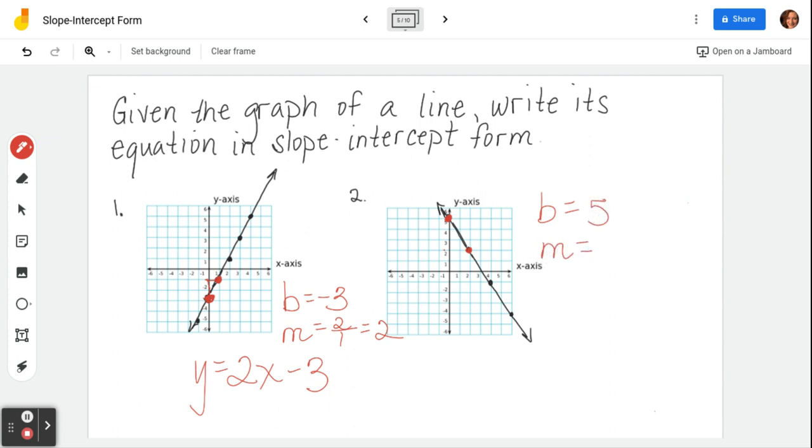My slope, this time my line is falling from the left to the right, so I know it's going to be a negative slope. To get from one point to the next, I have to go down 1, 2, 3, and then I have to go over 2. My slope is -3/2. So my equation would be y equals -3/2 x, and then a positive or +5.